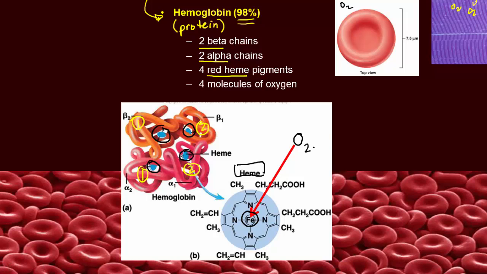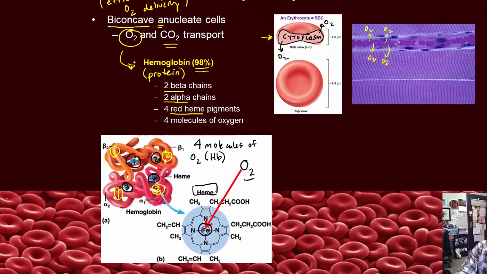So if we have 4 heme molecules per molecule of hemoglobin, we have 4 molecules of oxygen. So each hemoglobin molecule can carry 4 molecules of oxygen. Okay, and that is because each hemoglobin molecule has 1, 2, 3, 4 heme pigments, and at the core of each one of those is a molecule of oxygen.